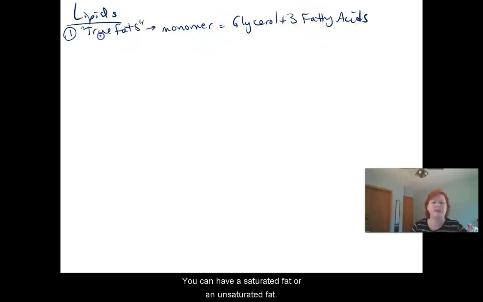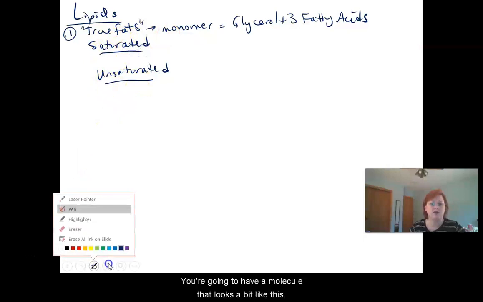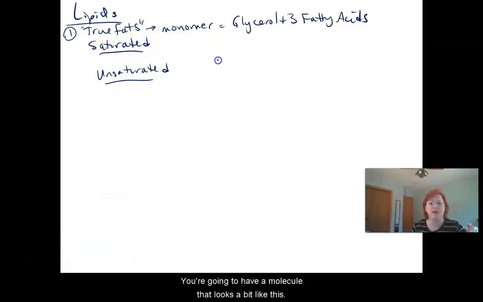You can have a saturated fat or an unsaturated fat. With a saturated fat, you're going to have a molecule that looks a bit like this.